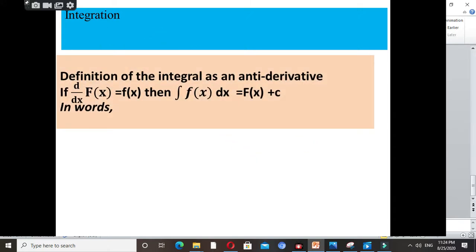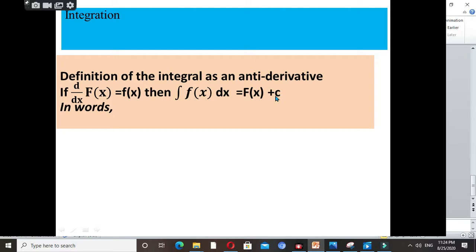Definition of the integral as an antiderivative. If this capital function F(x) is differentiated with respect to x, the result is small function f(x). We denote this. And then when small f(x) is integrated with respect to x, the result is capital F(x) plus c, where c is a constant. In this video I am going to explain about this constant.